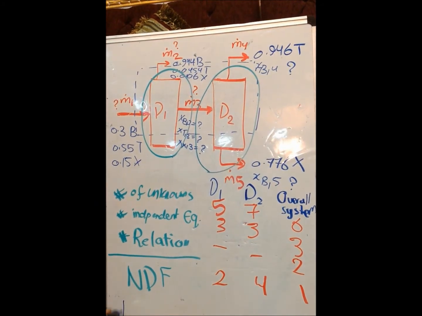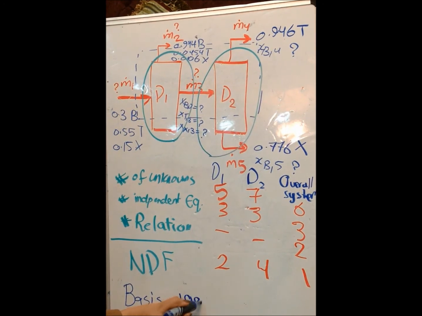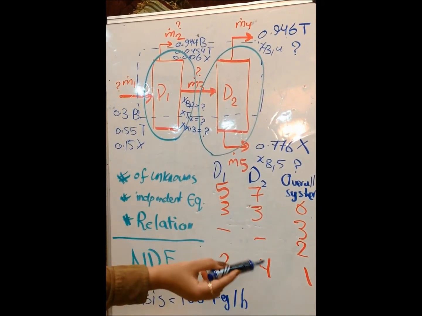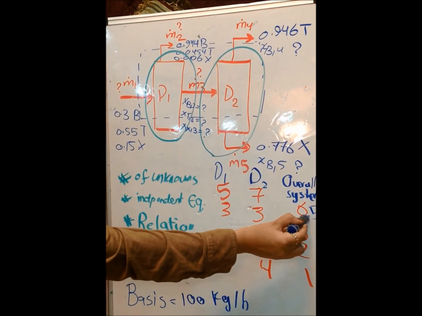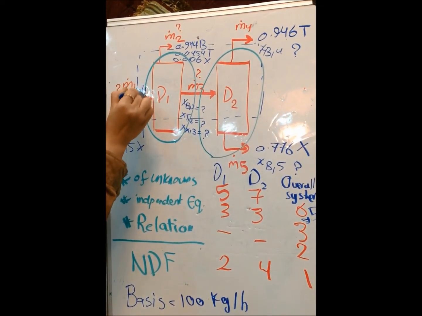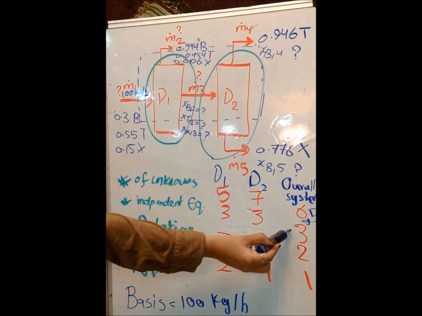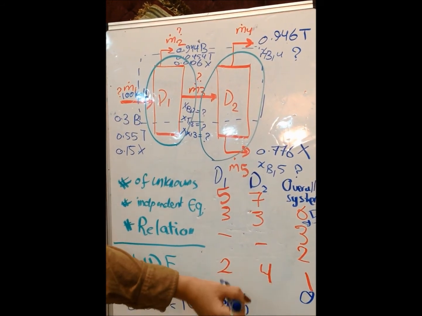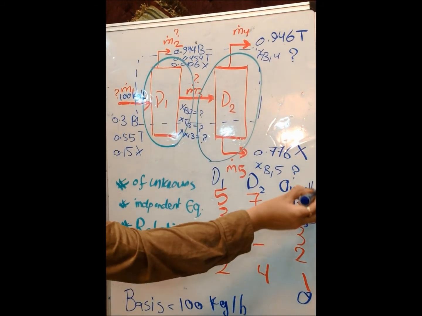But we can consider our basis, which equals 100. So if we consider our basis to be 100 kilogram per hour, we will reduce the number of unknowns in the overall process to 5, because we will know that this equals 100 kilogram per hour. So it will reduce to 5 unknowns. So 5 minus 3 minus 2 will end up with 0. So we always start with the least number of degrees of freedom, which is here the overall system.